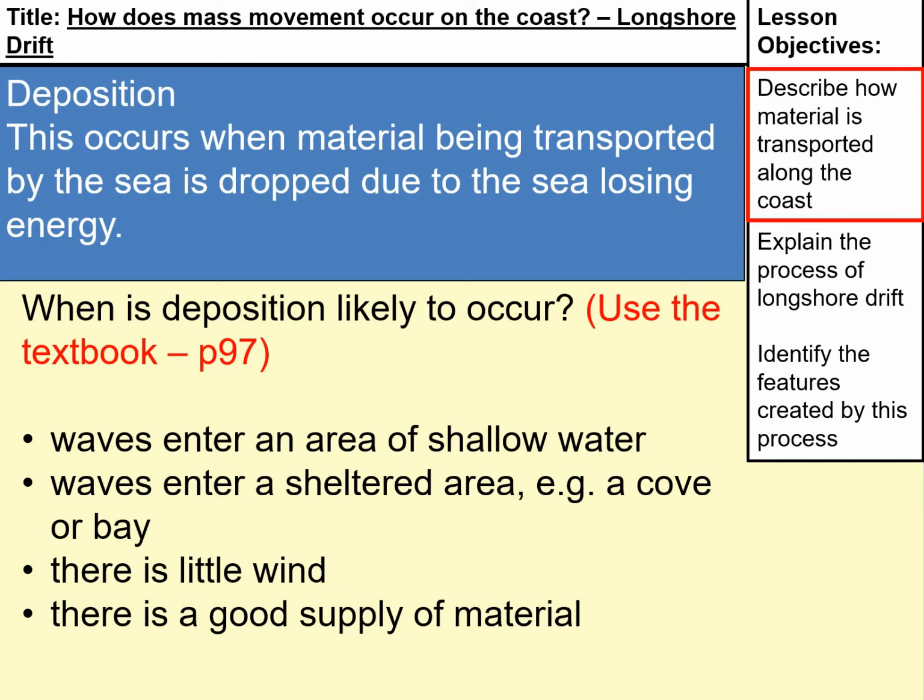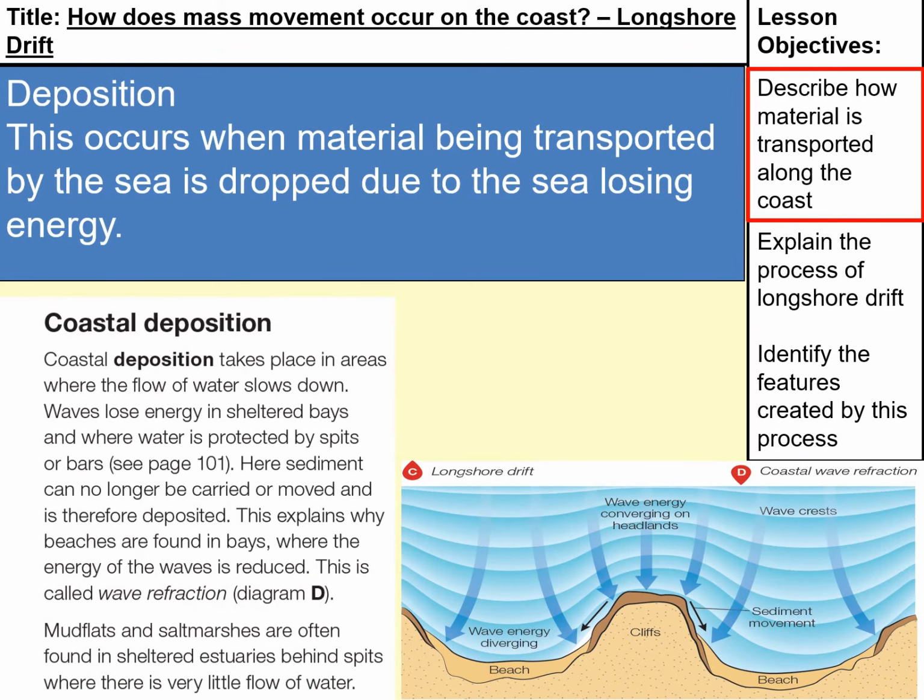So we will look at deposition. Deposition, or to deposit something, occurs when material that is being transported is suddenly dropped, and it's usually associated with the sea losing energy. I want you to think about when deposition is most likely to occur. Usually this will occur when waves enter a shallower area of water and lose their energy, or when they enter a sheltered area like a cove or a bay, where the wind drops so there is less fetch, linking to last week's learning. Also there needs to be a good supply of material in order for it to be dropped initially.